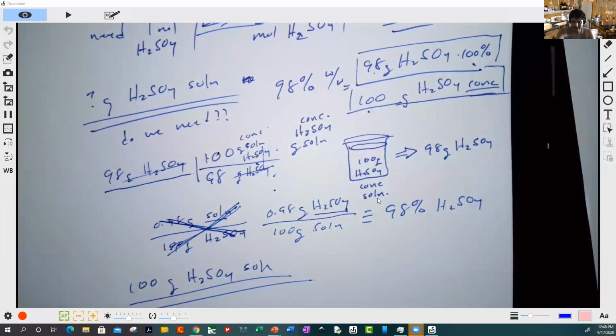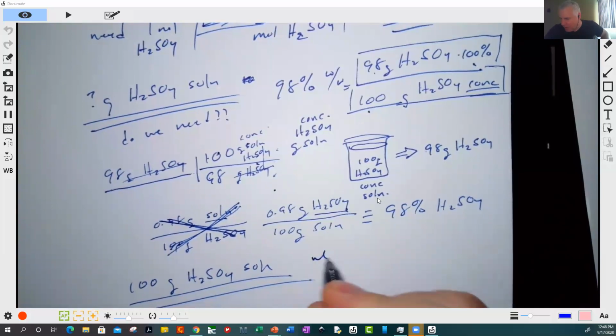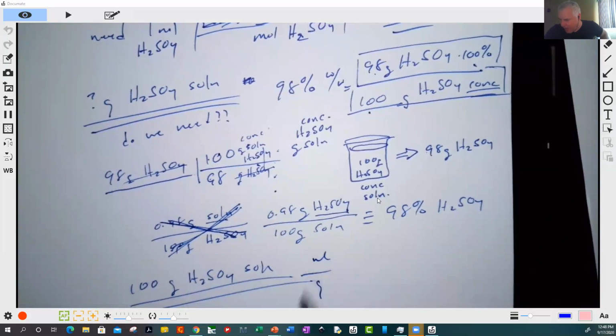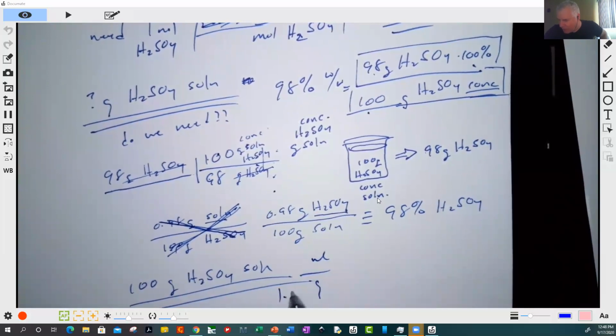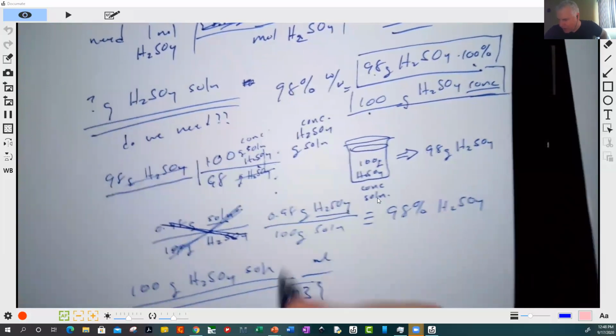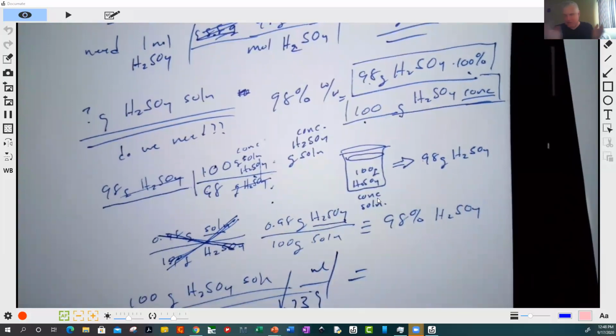Sorry, Professor, but I've got to get going. I've got to be somewhere soon. No problem. But the answer is the density, milliliters per gram. That's going to be 1.73 grams per mL, something like that. And that'll give us the milliliters. Good? Yep. Thank you so much. I'll try and post these.